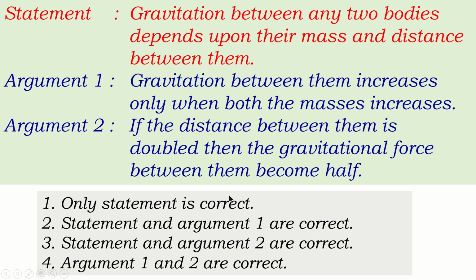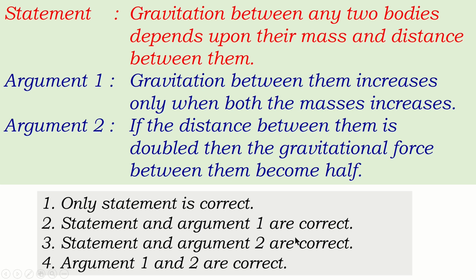First, only the statement is correct, it is told. Let's check it out. Statement: gravitation between any two bodies depends upon their mass and distance between them. Is this correct? Yes. Gravitation between any two bodies depends upon mass and distance. The statement is correct, and the first option says only the statement is correct. Since it says only, we have to go through the second and third also. Maybe argument 1 or argument 2 is correct, or maybe both arguments are correct. That's why we have to go to the second option also.